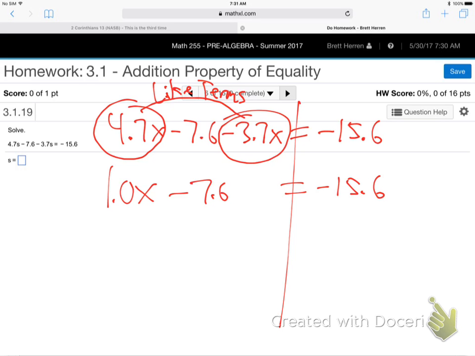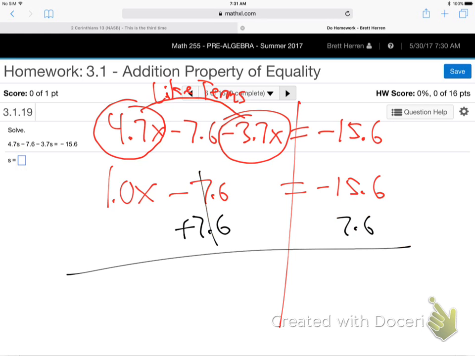Now, back to business as usual. Can you finish it from there? X is in and 1 below. You know what to do. Use your calculator for decimals. So to get x alone, you add 7.6 to both sides.